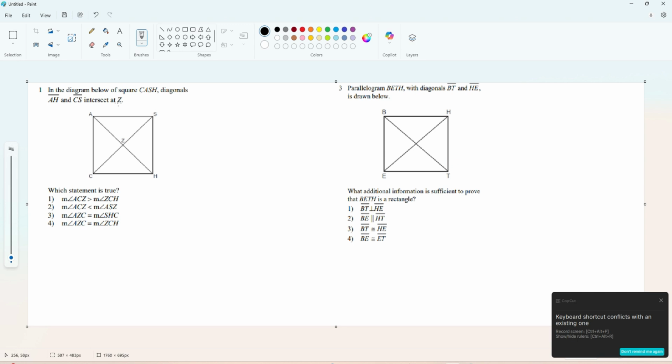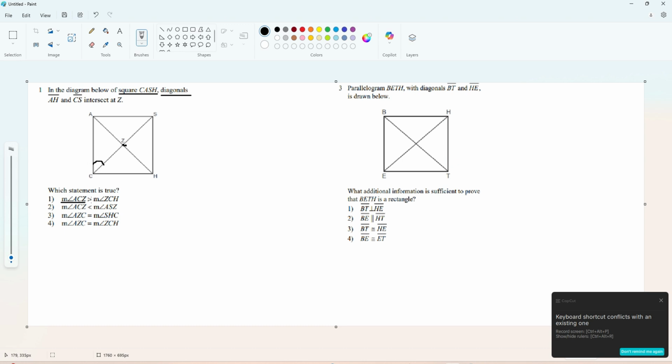Now I'm going to give you guys a few seconds. Pause the video and solve the question. Alright, now you guys are back. Let's analyze the problem. AH and CS intersect at point Z right here. And we know that this is a square, and we're dealing with diagonals right here. Which statement is true? Measure of ACZ.